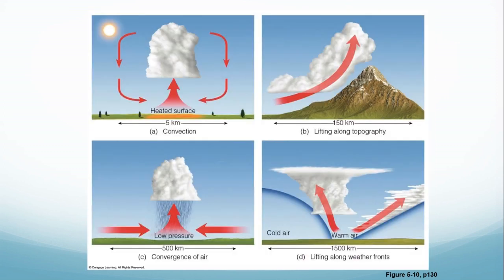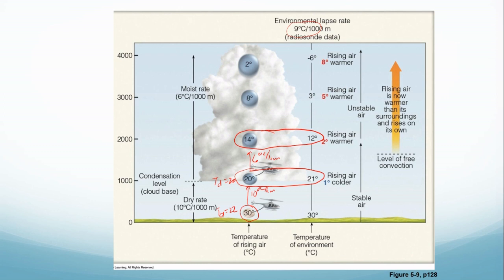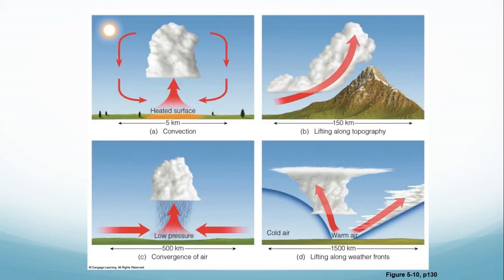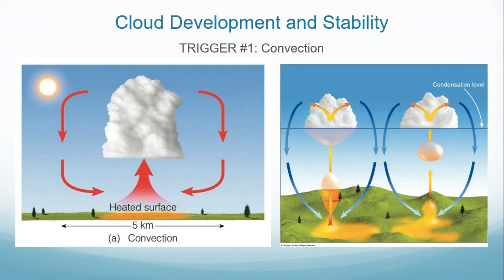So this video is going to address the 4 main ways that we can take it from being at the surface, in a very stable condition, up to a point where we can freely convect upwards. Here are the 4 basic triggers to induce rising motion. So the first is convection.